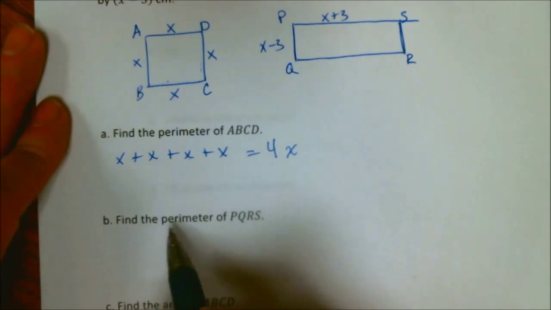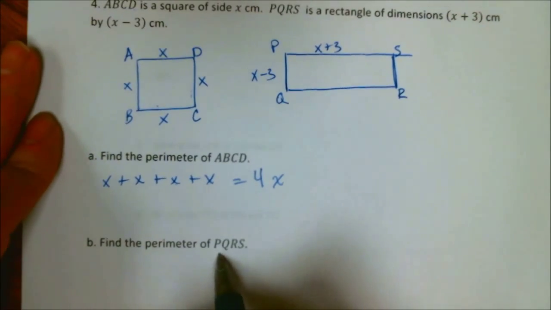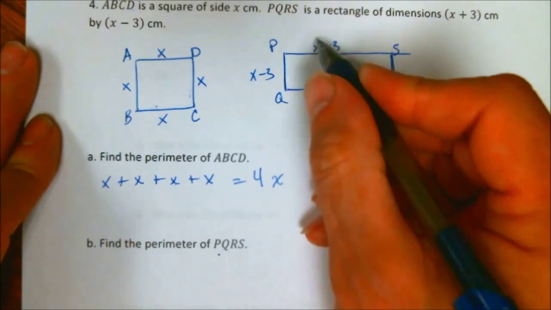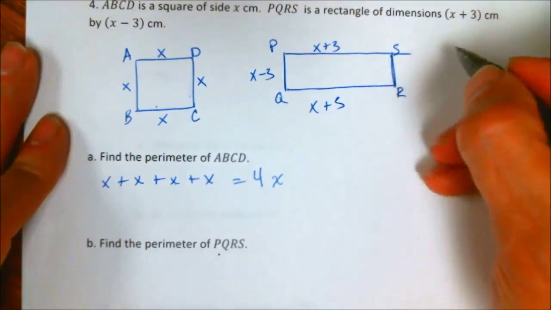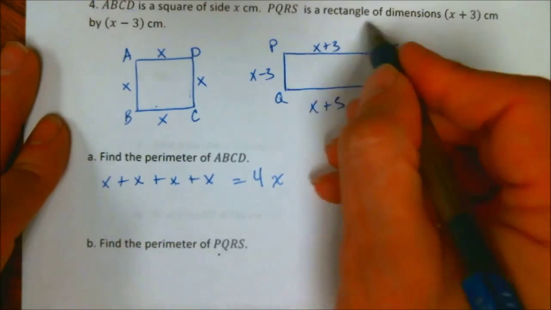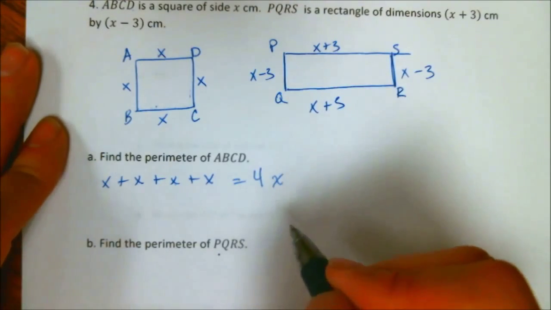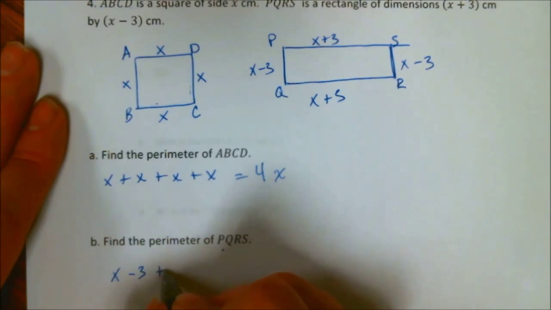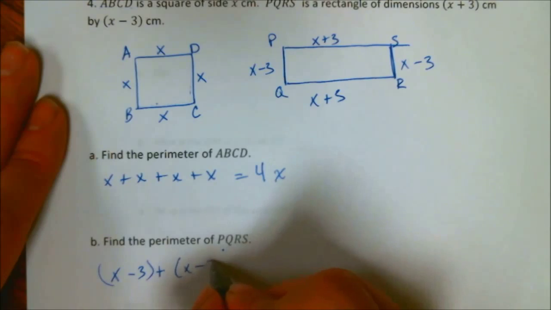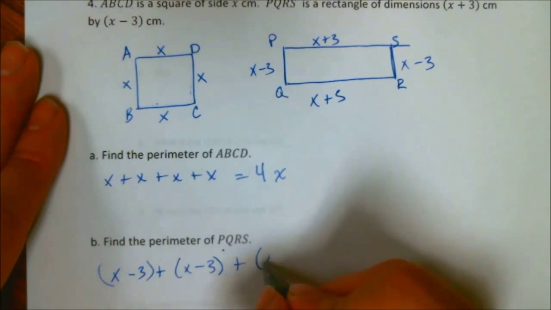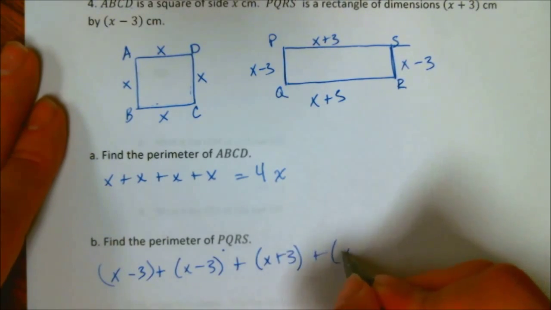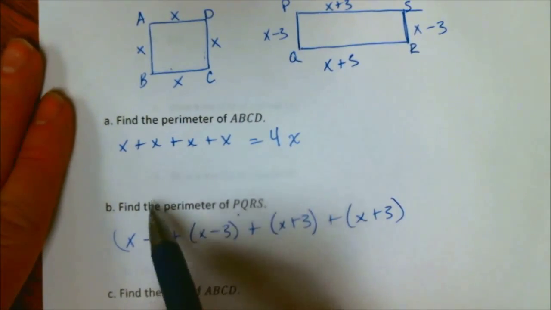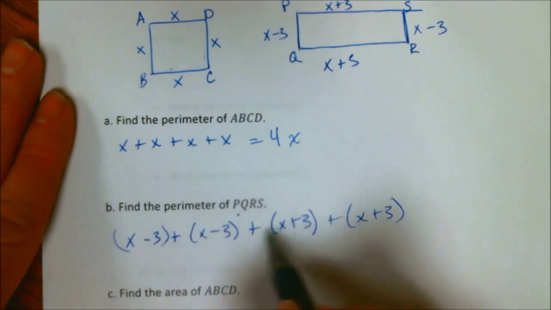This next question says find the perimeter of PQRS. Well, it's the same thing. If this is x plus 3 and this is x plus 3, and this is x minus 3 and this is x minus 3, I have to add all those together to get my perimeter. So the perimeter is all the sides added together, which is x minus 3 plus x minus 3 plus x plus 3 plus x plus 3. And it's that easy. And if I want to simplify this, I simply add everything together.